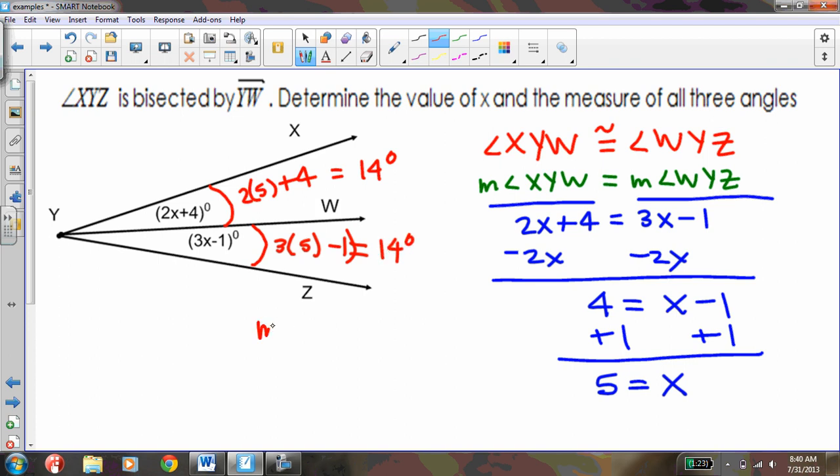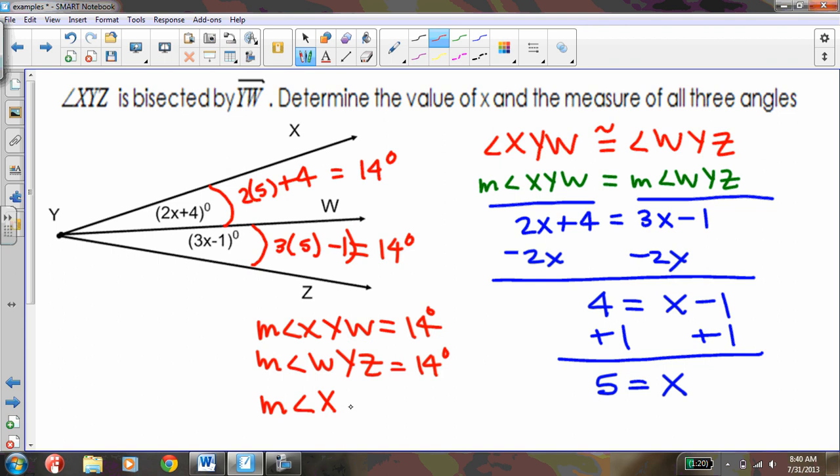So I know the measures of the two smaller angles. To find the measure of the largest angle, XYZ, all I have to do is add the two 14s together to give me 28 degrees. And there we go.